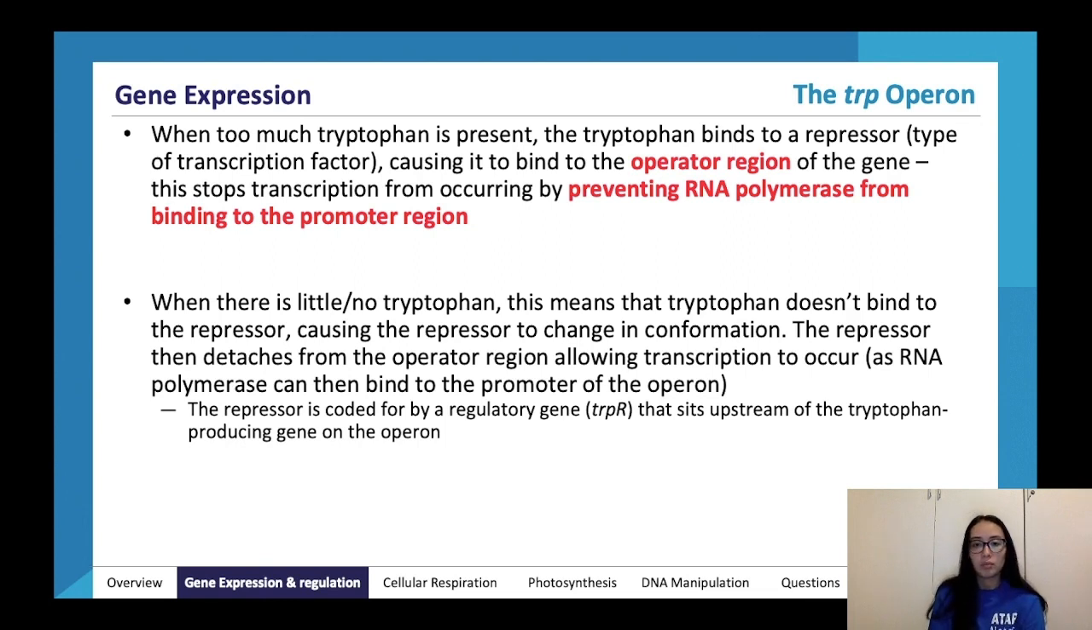So when you've got too much tryptophan, it's kind of like a defense mechanism. It's going to kick in and be like, look, too much tryptophan, let's activate the repressor. So it activates the repressor, it binds, and it prevents transcription.